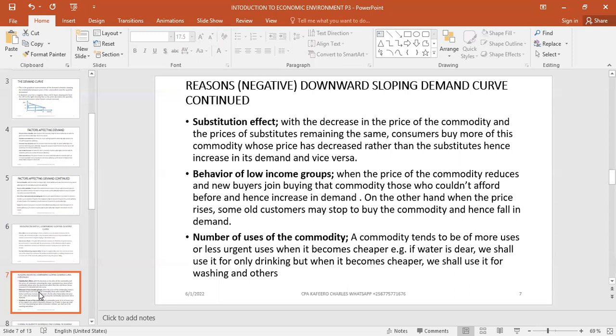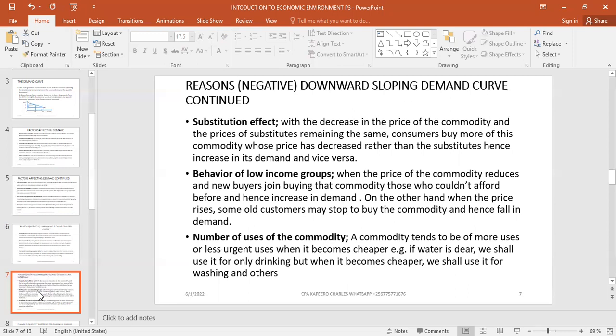So when the price of the electricity increases, someone will drop some uses, and say let's concentrate more on the lighting part of the electricity. We use at least electricity for lighting, and we leave using electricity for cooking and ironing. So when they leave, the demand is reducing.